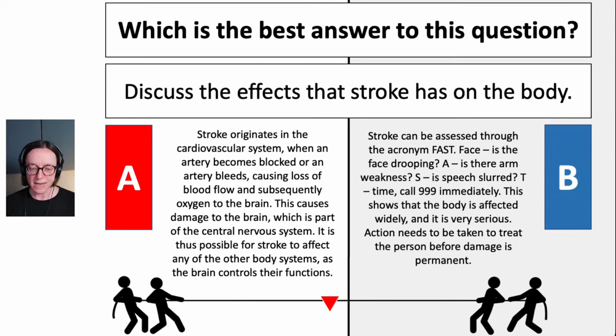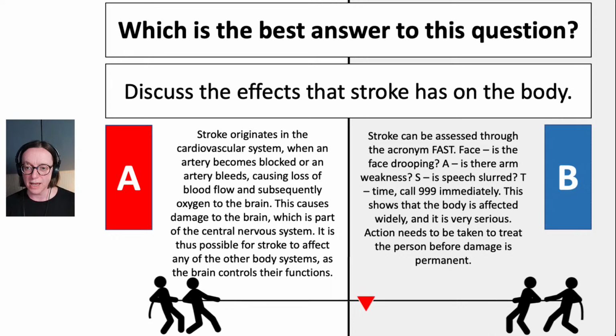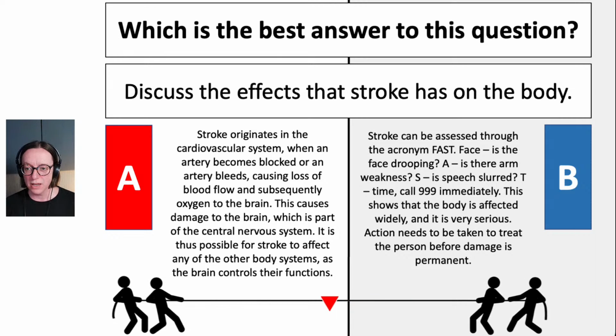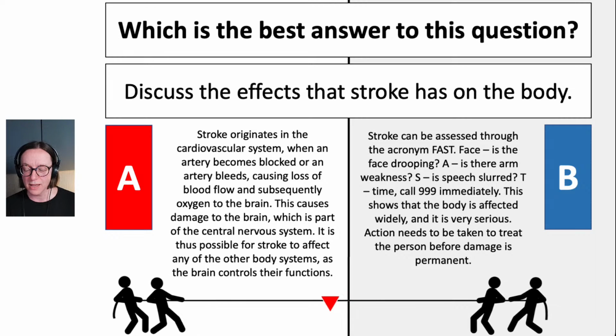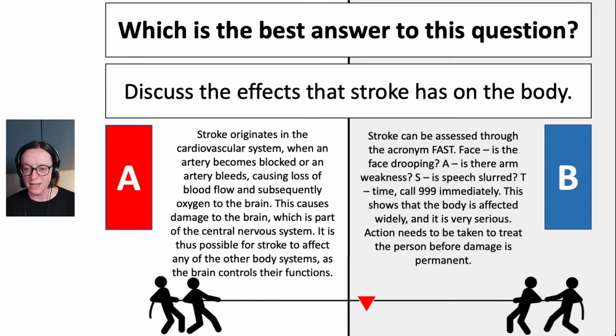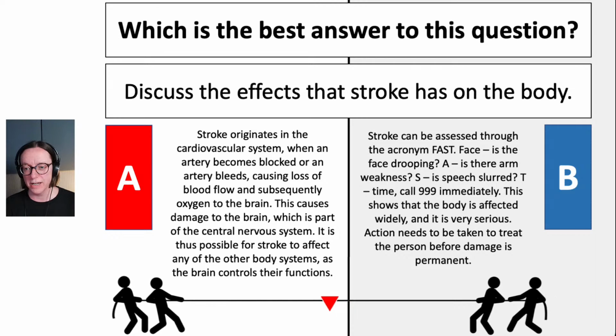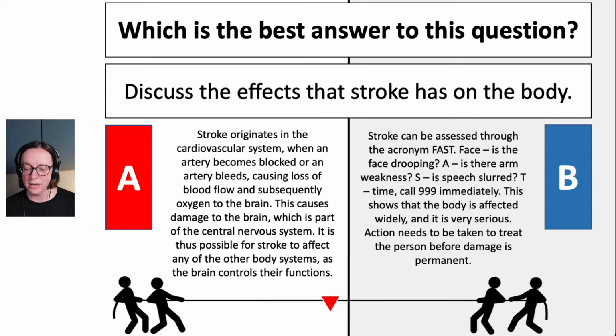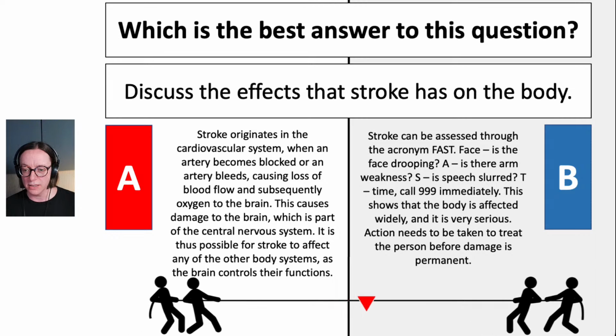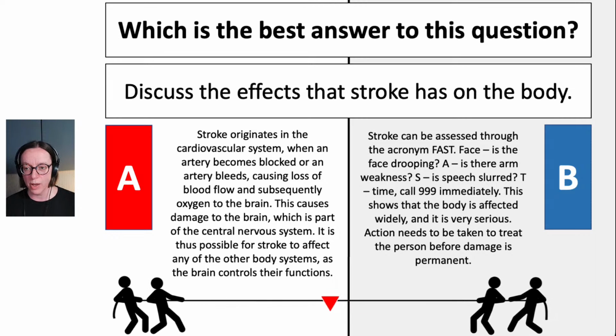And then student B has said, stroke can be assessed through the acronym FAST. F is face drooping. A is arm weakness. S is speech slurred. T, time, call 999 immediately. This shows that the body is affected widely and it's very serious. Action needs to be taken to treat the person before damage is permanent.